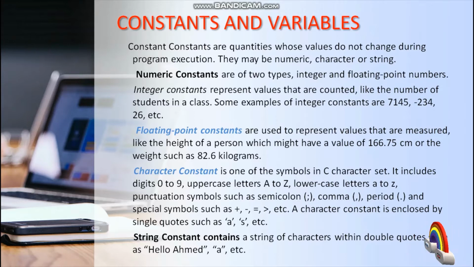Similarly, all those floating values that don't change their values during the execution of the program are called floating constants. Floating constants are used to represent values that must be measured, like the height of a person, which might have the value 166.75 centimeters, or the weight. Such quantities use floating points.